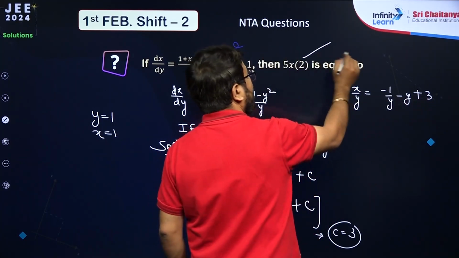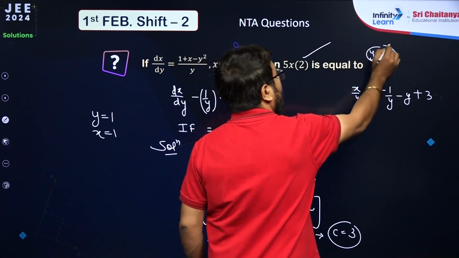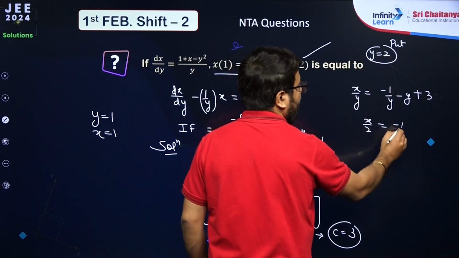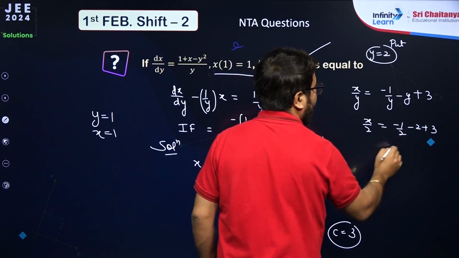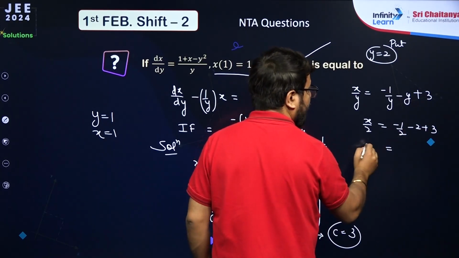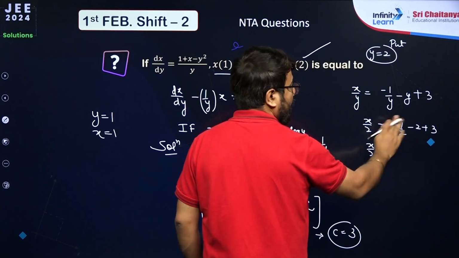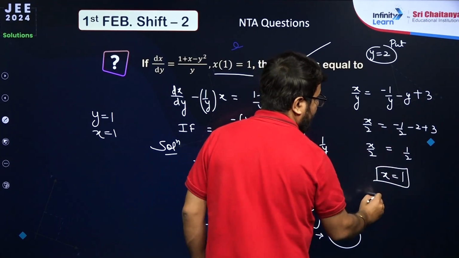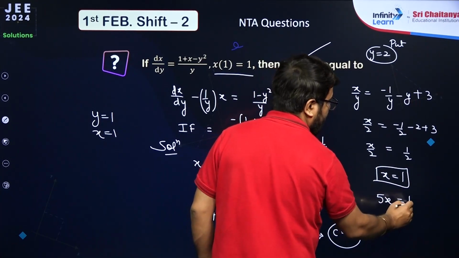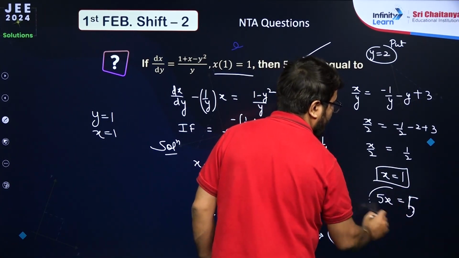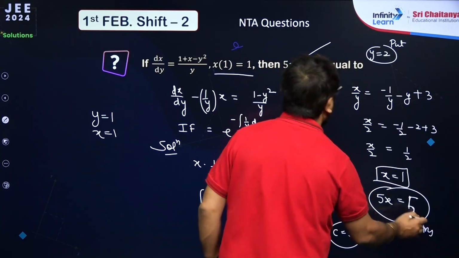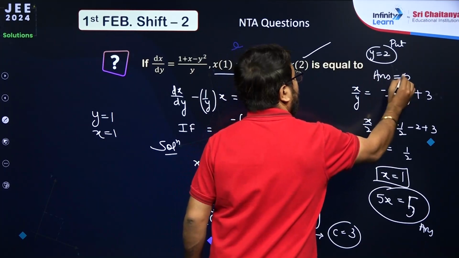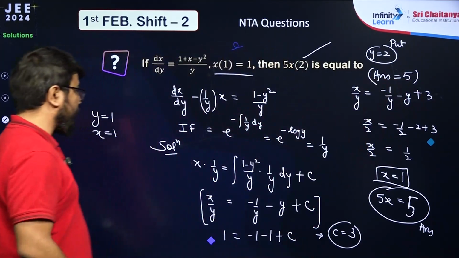Now they are asking to put the value of y as 2 and get x. If I put the value of y as 2 everywhere and I am finding the value of x, it becomes 1 minus half, it is half. So I got the value of x as 1, but they are asking to get the value of 5x. So 5x will be 5. So the answer to this problem will be 5. Answer is 5. I hope you understood how we got the answer as 5.